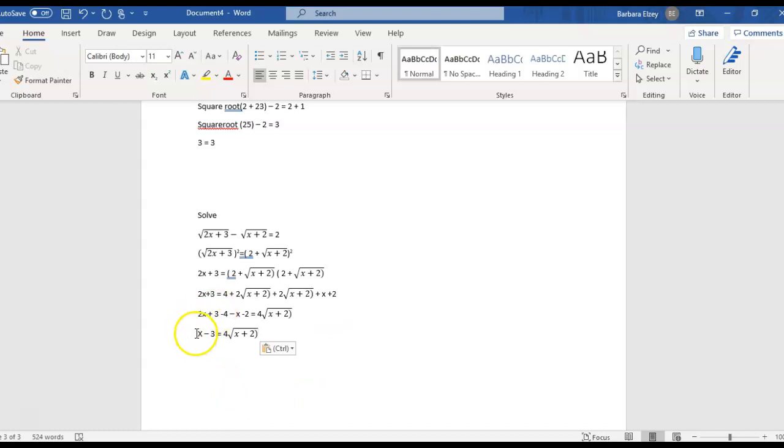Okay, so now let's square both sides. I'm going to square the left, and I'll square the right. So on the left side, just like before, we need to write out what (x - 3) squared means, and then we're going to FOIL it out.